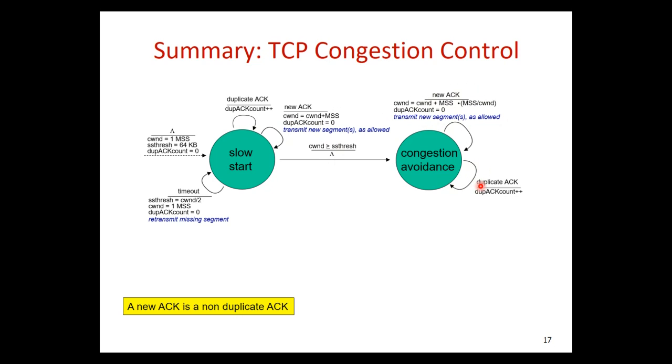Duplicate ACK: if there's a duplicate ACK, increment the duplicate ACK counter. If there is a timeout in this state, reset CWND to 1 MSS and go back to slow start. Update SS threshold, because this is a packet loss. Reset the duplicate ACK counter, and retransmit the packet that has been determined to be lost, lost by timeout.